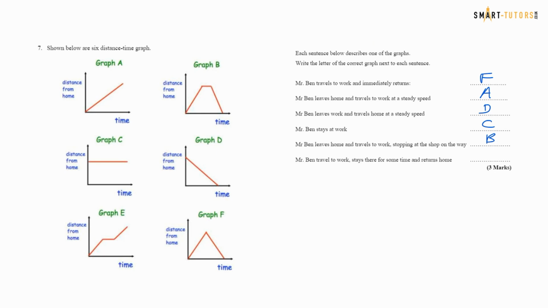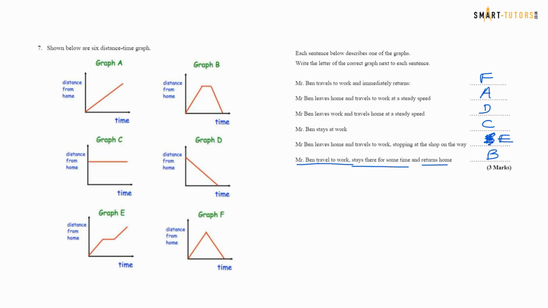Then left is E. Mr. Ben travels to work, stays there for some time and returns home. So we made some mistake. Mr. Ben travels to work, stays there for some time and returns home. So that is going to be B. Mr. Ben leaves home and travels to work, stopping at the shop on the way. So that is the E part.